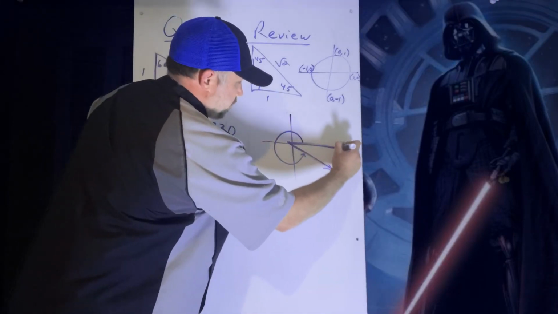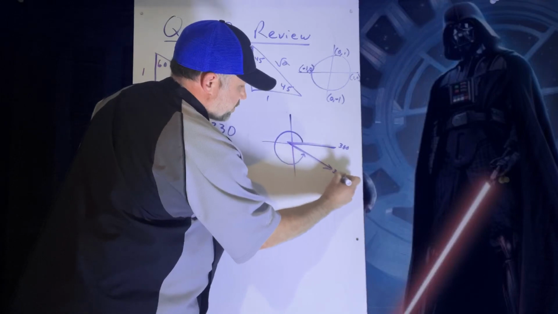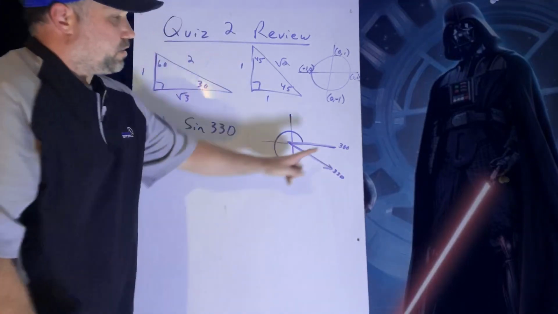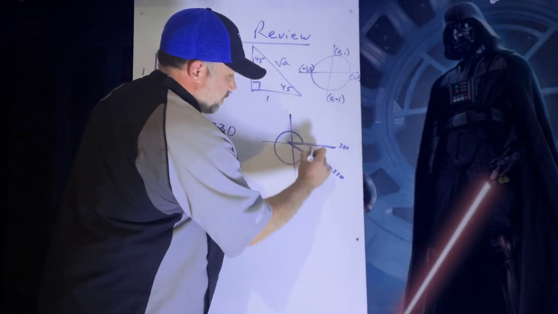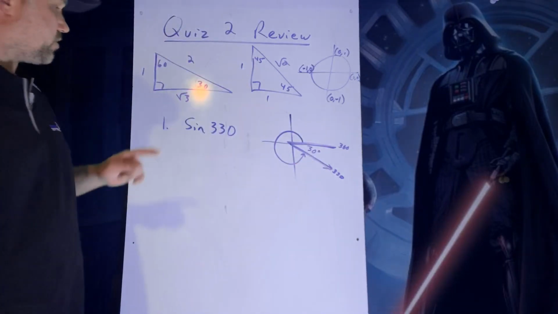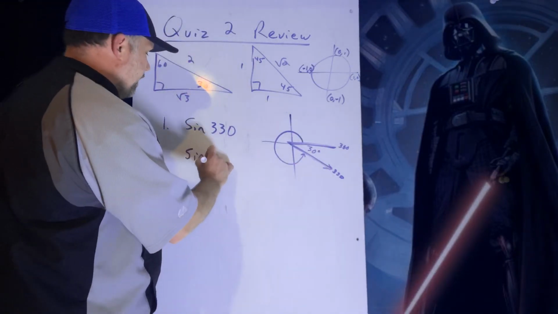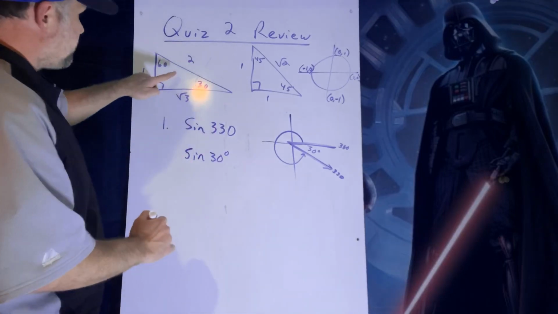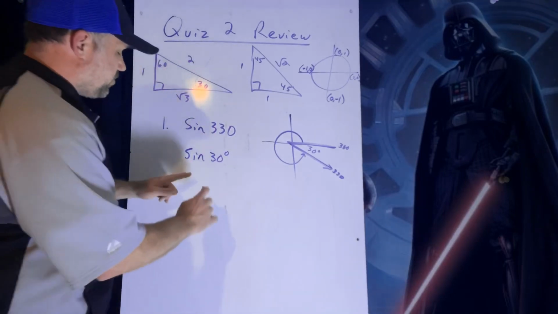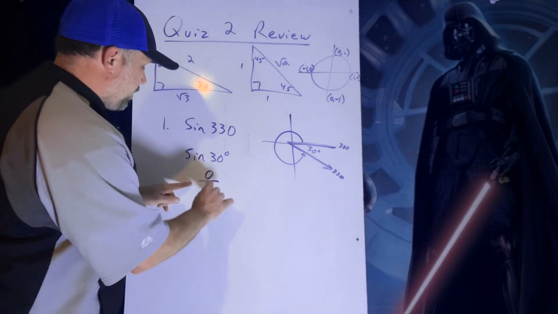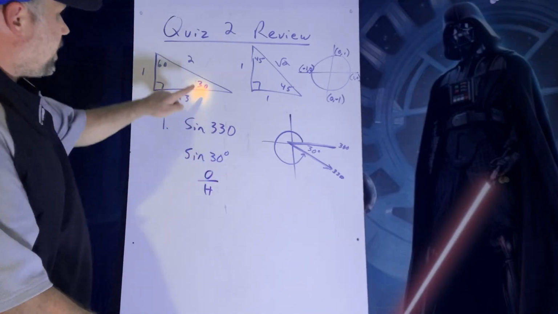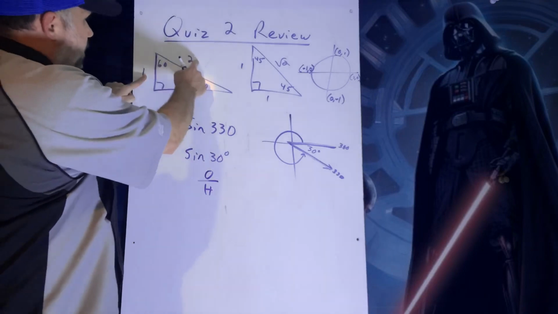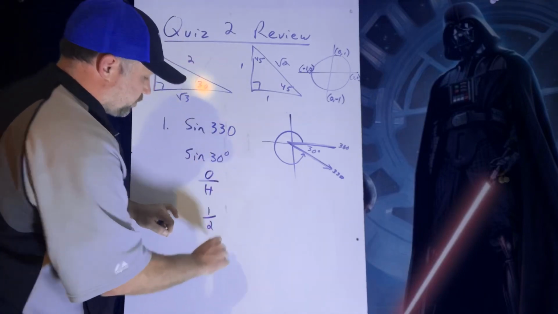We know this is 360 all the way around. This is 330 right there. Subtract those two and we find out our reference angle is 30 degrees. So I can rewrite this as the sine of 30 degrees. Where am I going to get that? My 30, 60, 90 triangle. Sine is opposite over hypotenuse from SOHCAHTOA. Opposite of 30 is 1. The hypotenuse is 2. 1 over 2.